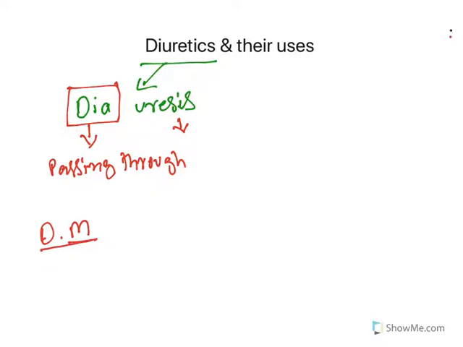Now, coming to their uses, diuretics are widely used to treat congestive heart failure, hypertension and edema. In fact, to treat hypertension, the first choice of drugs are diuretics. Now, all diuretics act on the kidney. In the kidney, the nephron is the functional unit. So, all these diuretics will act on various parts of the nephron.